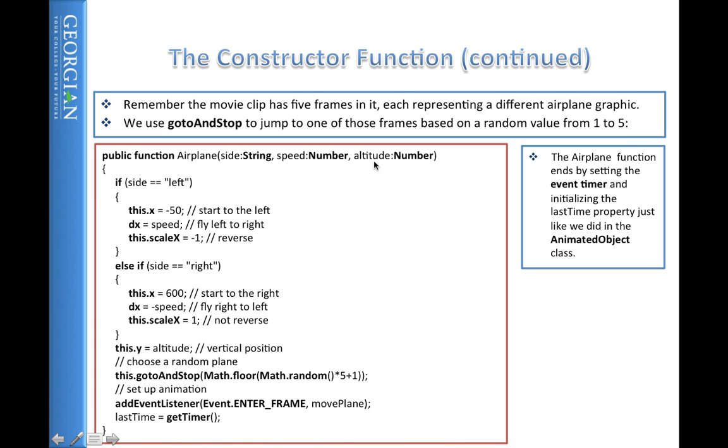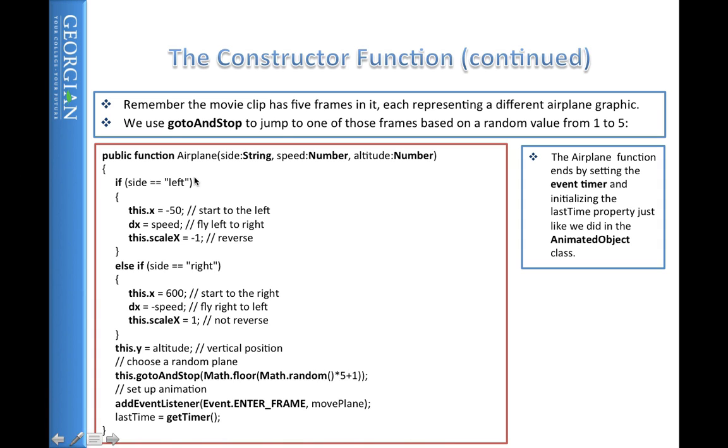We're going to get into the constructor right here. Here's the constructor for the side, and the side is going to be left or right. So it's going to accept a string variable that we're going to set. We're going to say it's left side, that's where it's coming in, or right side, right? And then speed is going to be a number of pixels that it's going to move, right? And altitude is going to be how high it's going to go. So let's take a look at this.